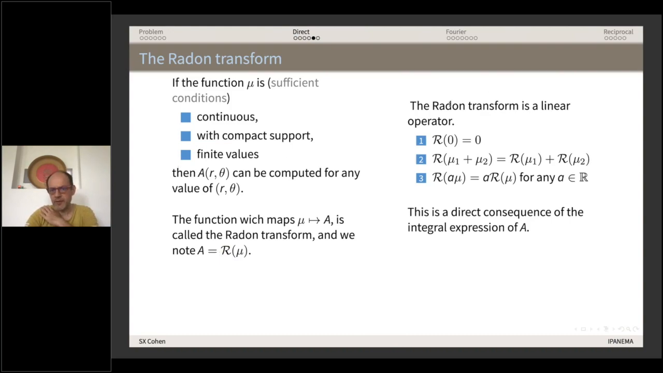Okay, so the Radon transform is a linear operator, and you can demonstrate fairly easily that the transform of a function which brings only 0 is 0, and if you do the sum of two objects, so basically if you have an object whose attenuation coefficient is exactly the sum of the two attenuation coefficients of two objects, then we get the sum, and the same for multiplication. Okay, and indeed this is a direct consequence of the fact that A is expressed as an integral. Okay, and this is the linearity of the integral which is transferred to the Radon transform of mu.